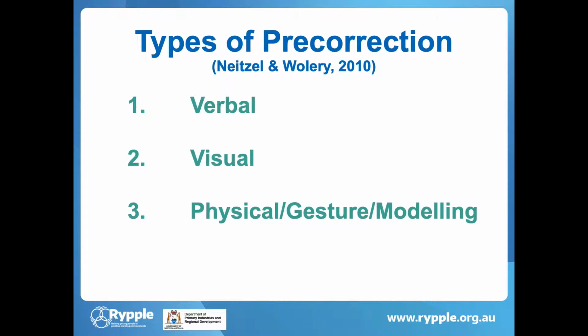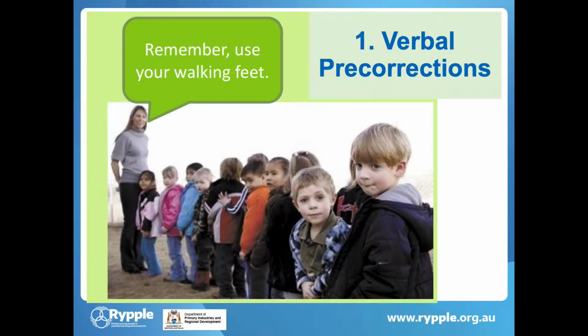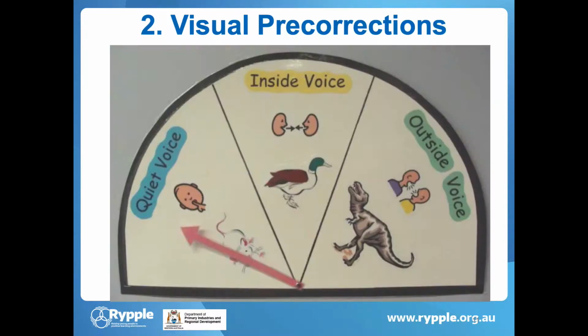Research has identified different types of pre-correction. They may be verbal, visual, or physical. Verbal pre-corrections are exactly that, telling the students exactly what it is that you want them to do before they do it. Remember, use your walking feet today so we all stay safe when we move to the area.